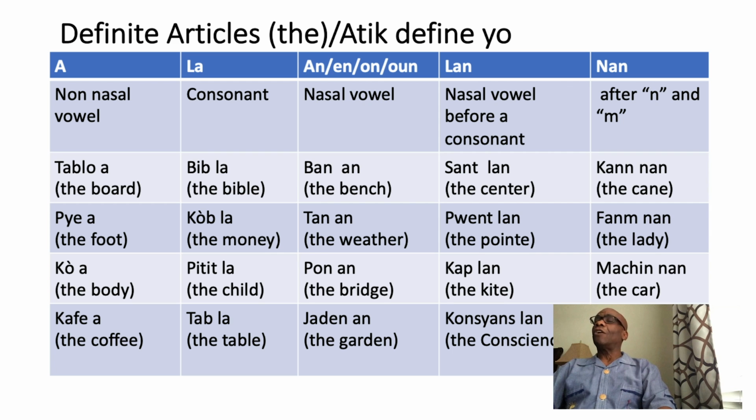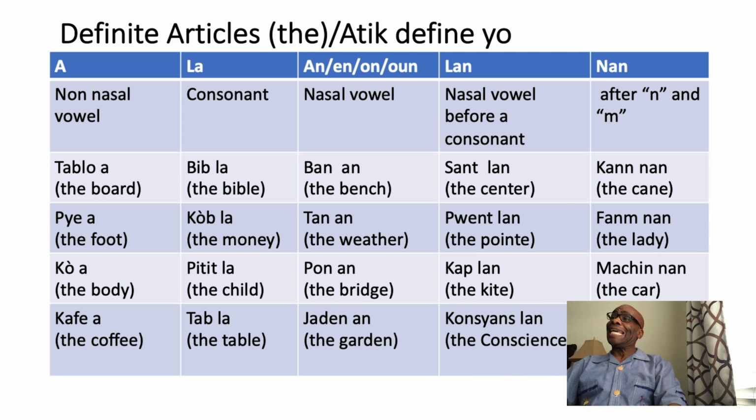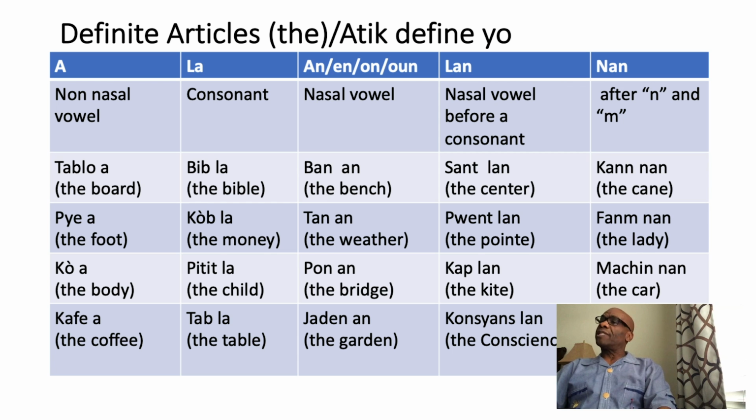The next column, the definite article "lan", is used after a nasal vowel before a consonant, where you have the nasal vowel in the middle of the word. Saint-Lin, the center. Pointe-Lin, Cap-Lin, the kite. Conscience-Lin, the conscience.